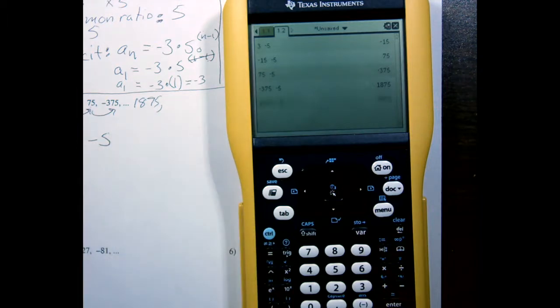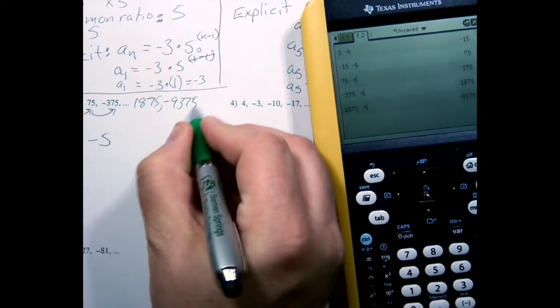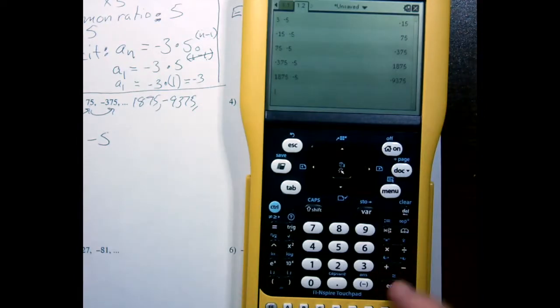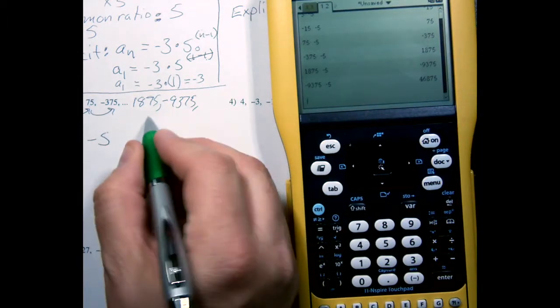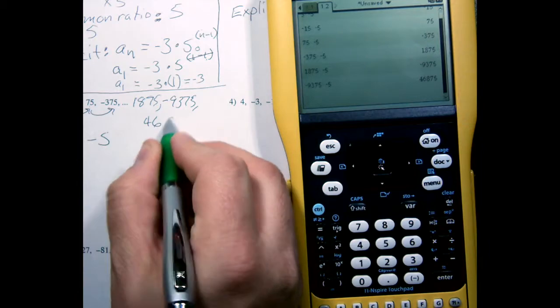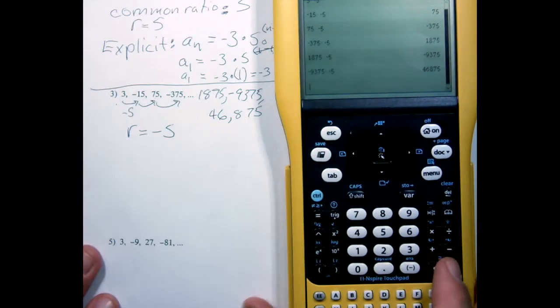If I multiply that by -5, I get negative 9,375. Then if I hit enter one more time, I get a positive 46,875. So those are my next 3 terms. Okay?